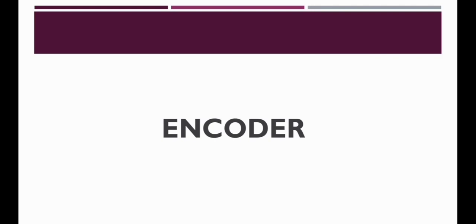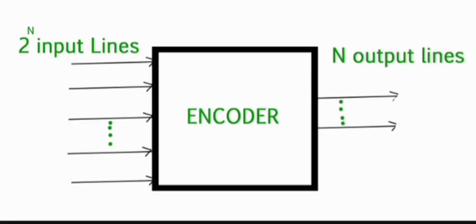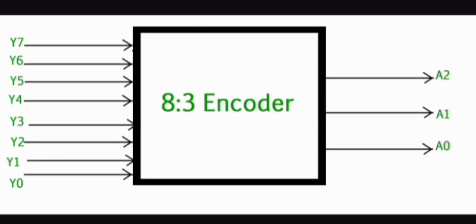First, let's see about the encoder. It is a simple device that converts the data from one format to another format, like electrical signals to counters. So, this is a block diagram. In this, we have 2 to the power n input lines and n output lines. In this experiment, we are going to see about the 8 to 3 encoder. It has 8 input lines and produces 3 output lines.